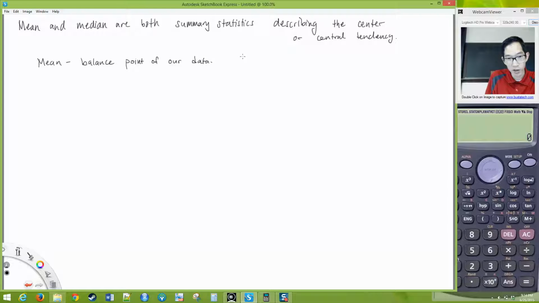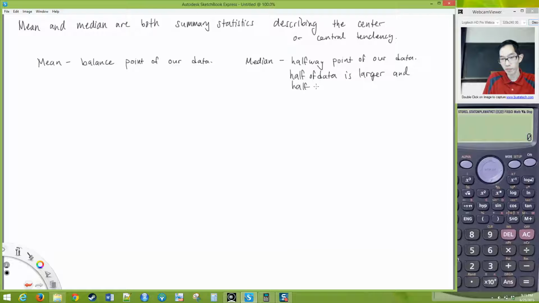And the median is the halfway point of our data. Okay, so the halfway point meaning once you find the median, half of the data is larger and half is smaller than the median.